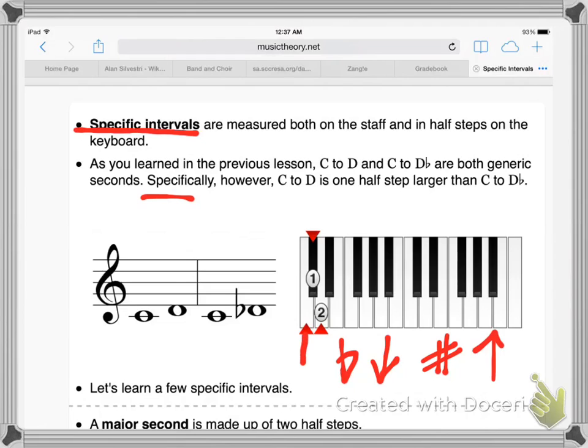The C is right here, okay? The D flat is right here. See how it's smaller than the C to the D? The C to the D flat is a half step. The C to the D is a whole step, okay?